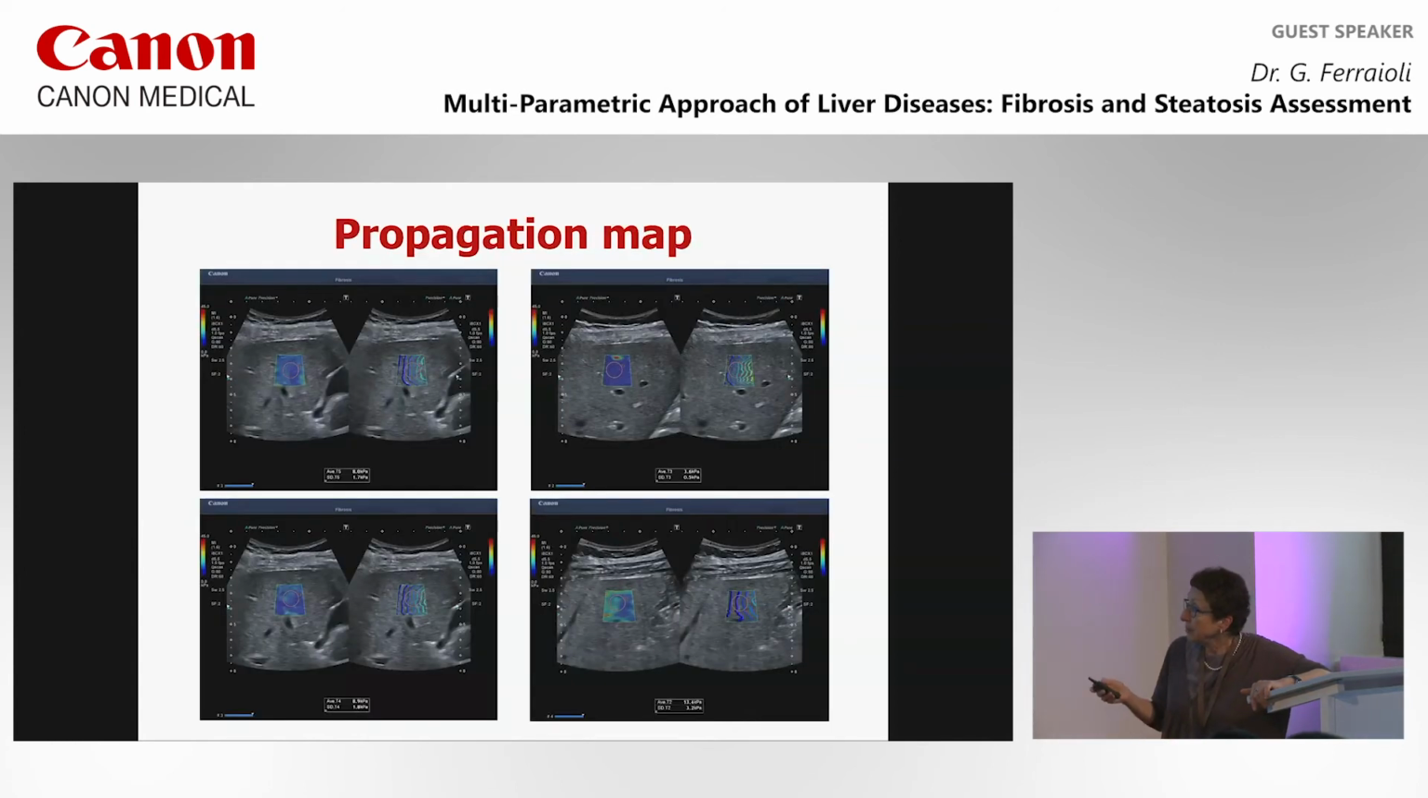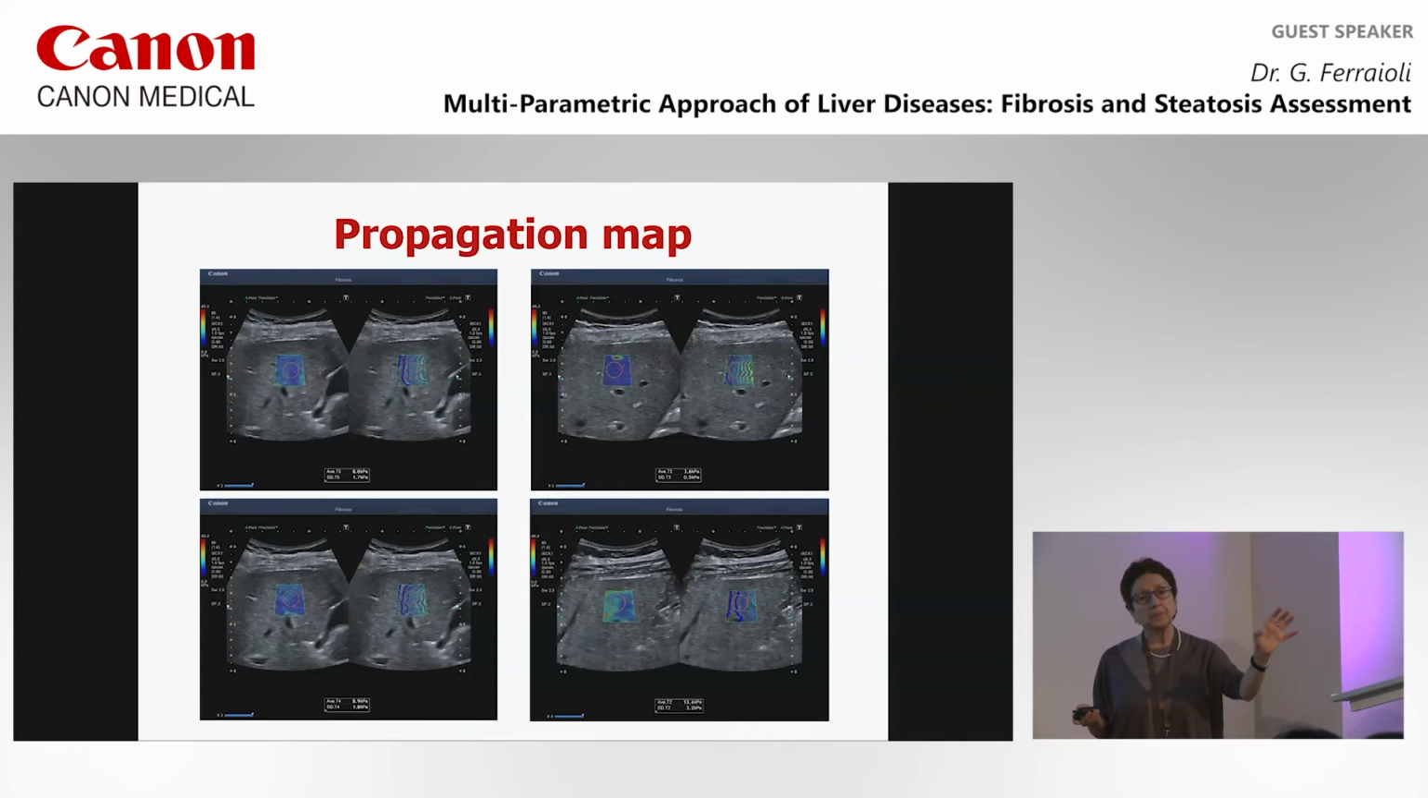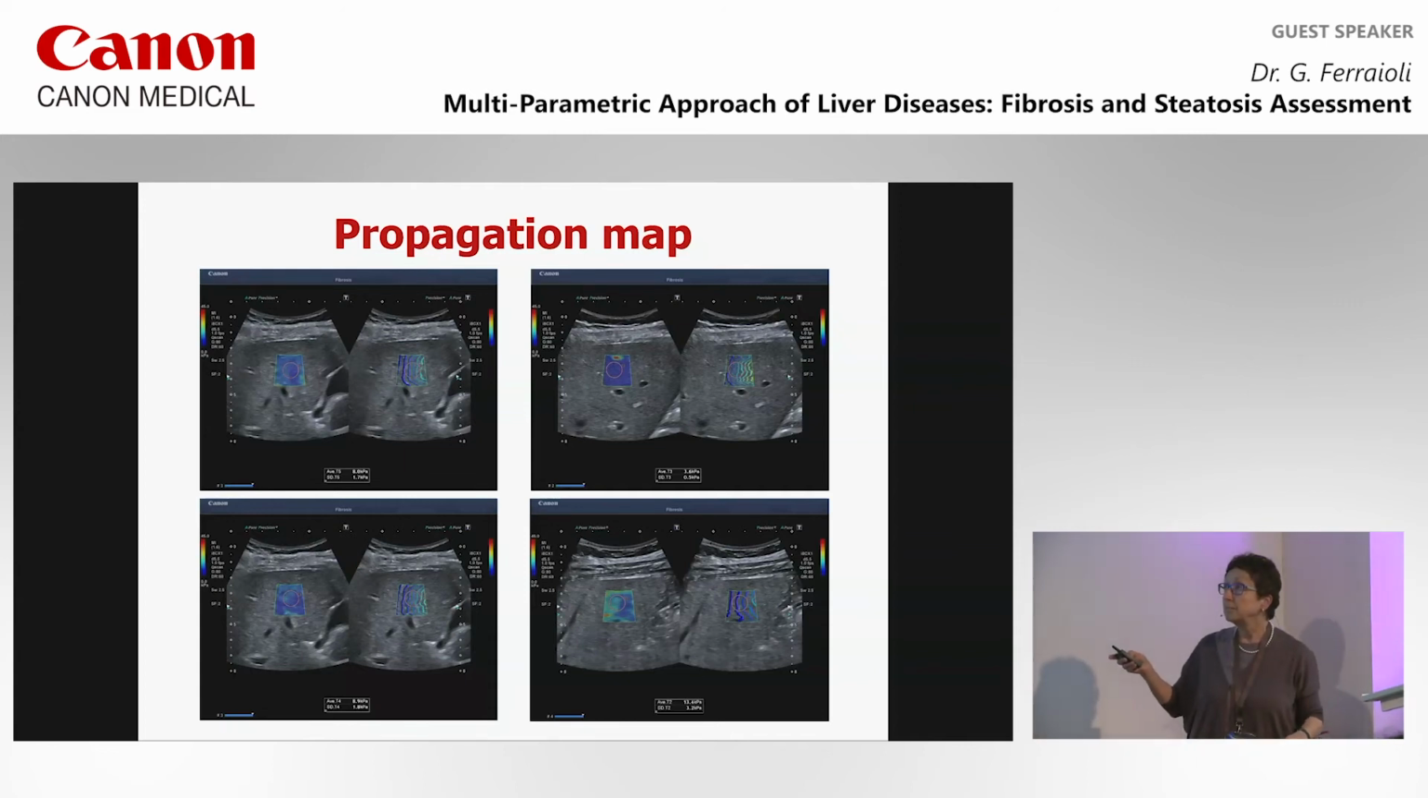And this is just to show where we have to put this round circle. Usually when we perform elastography using this system, we look at the color in the sample box to have a sample box filled with the color. But when we want to perform the measurement, we don't look at this anymore, but at the propagation map.